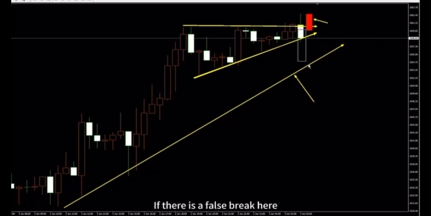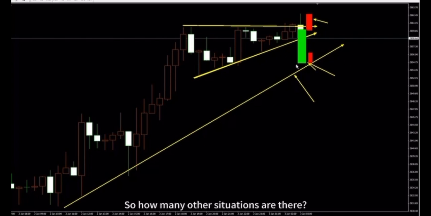If there is a false break here, but the price steps back to the main trend line, what if it steps back onto this trend line? We can go long directly here, or at a much lower position, one long order in this position.